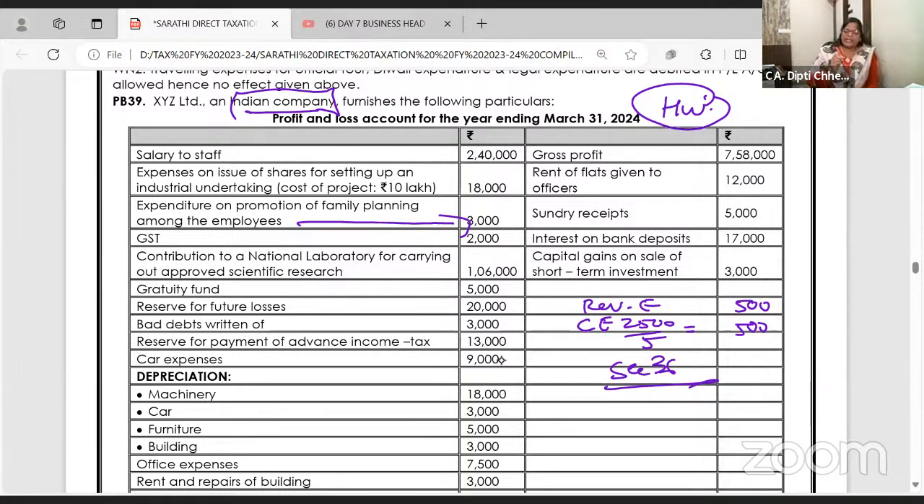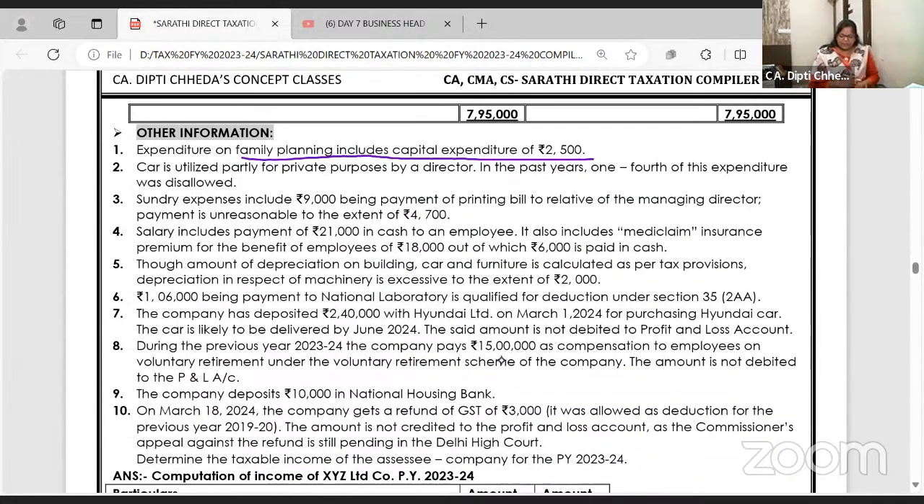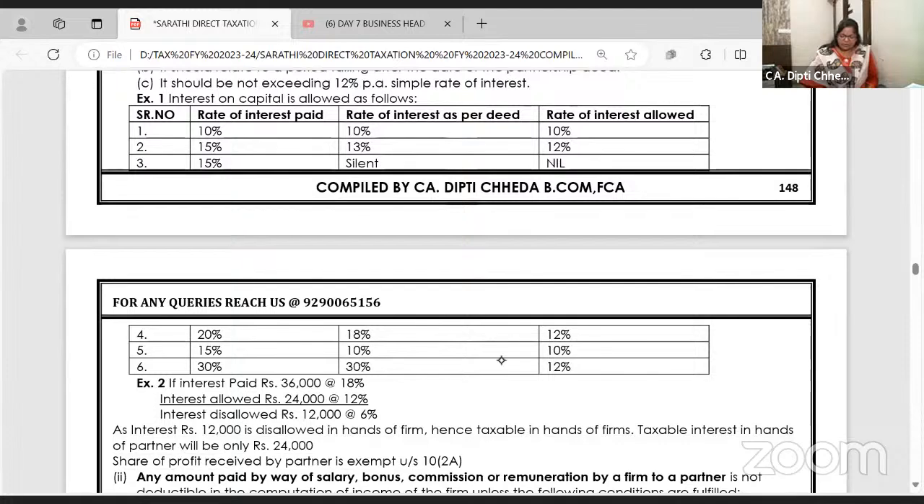And rest, don't worry. Keep doing add and less more perfectly till we reach computation of income. There you will practice more with me. Add and less. So how much revenue expense is allowed? 500. Capital is 2,500. So how much is allowed? 1,000. How much have they debited? 3,000. So how much will be the add back? 2,000. Reserves not allowed. So like this, rest of the problem is simple. You can do it. Okay?